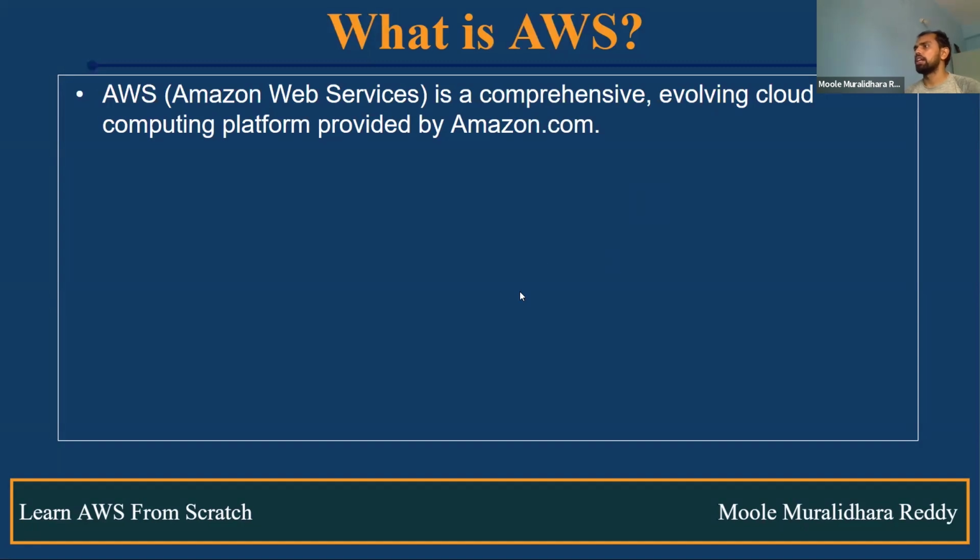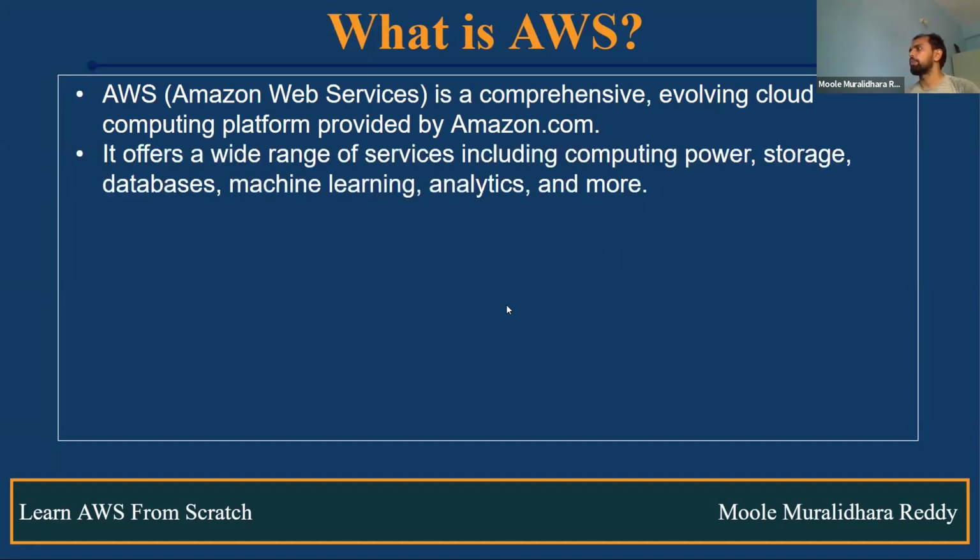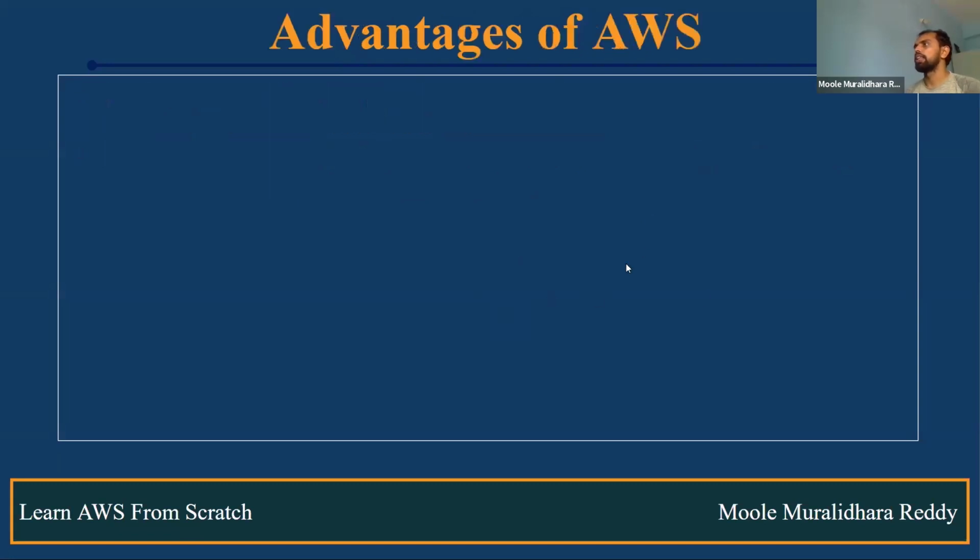Remember, guys, AWS provides a wide range of services, including computing, storage, databases, machine learning, analytics, and more. Almost 200 plus services it provides. As a DevOps engineer or cloud engineer, we have to know at least 15 to 20 services. We will be discussing everything in detail in our course. There are a lot of advantages of using AWS.